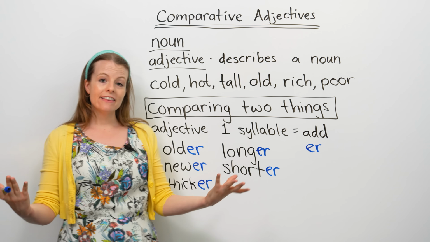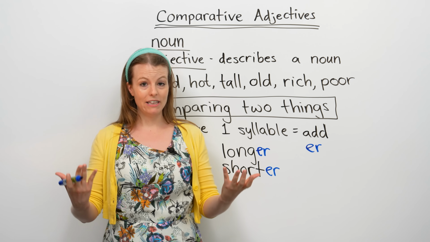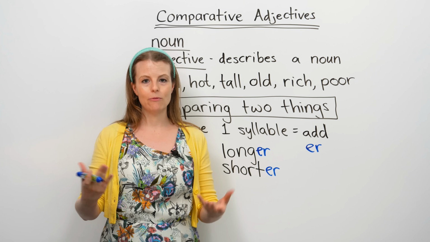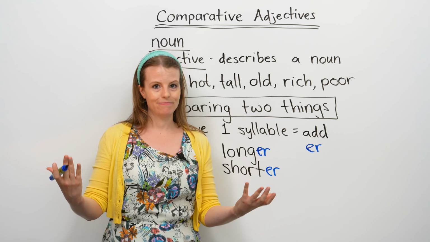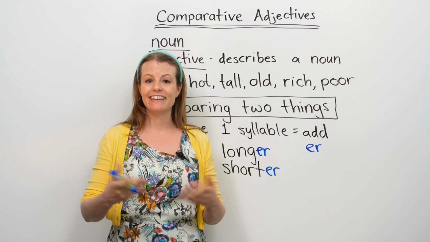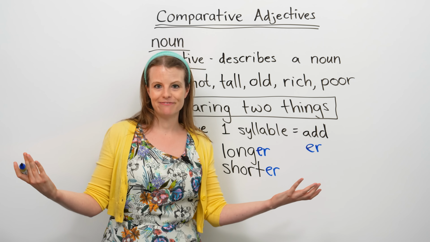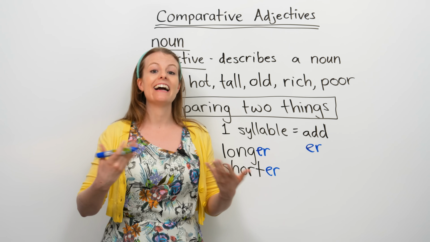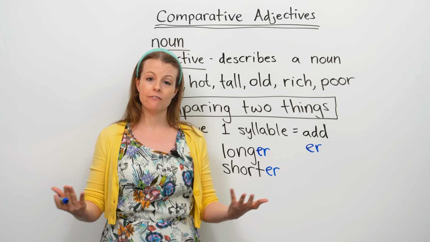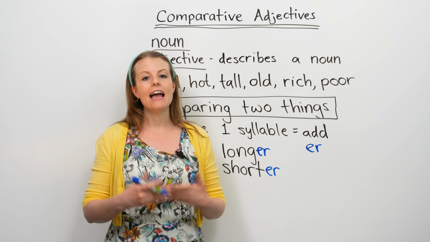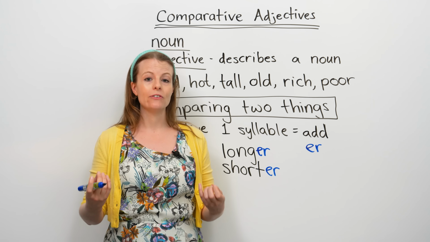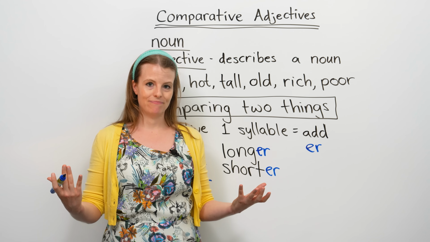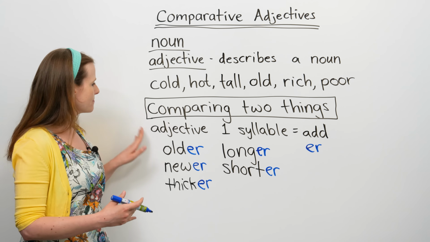So a lot of the time we like to compare things, okay? We like to compare people, okay? Which celebrity is hotter? Which dress is nicer? In English, we often compare two things. And when we compare things, we need to use comparative adjectives. So let's look at that.